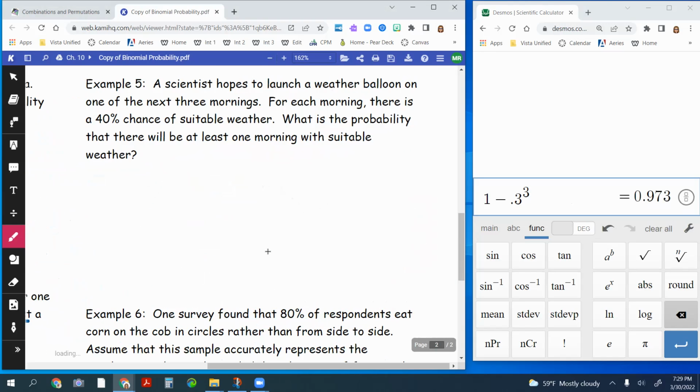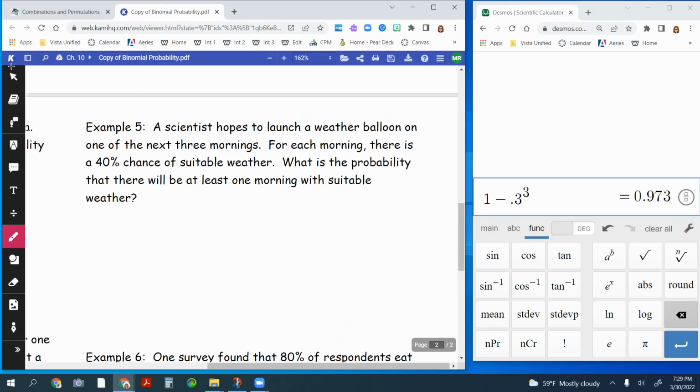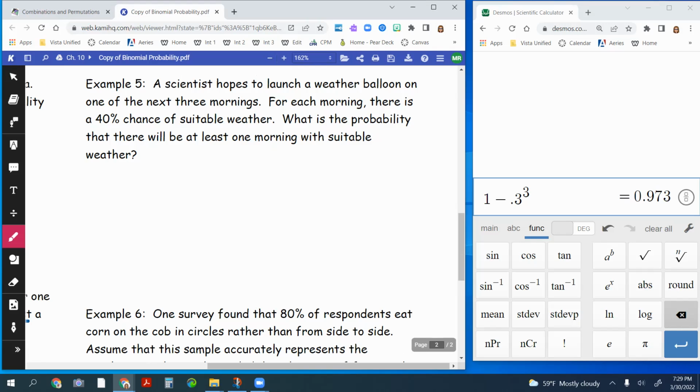Okay, example 5. A scientist hopes to launch a weather balloon on one of the next 3 mornings. Okay, so we have 3 mornings.